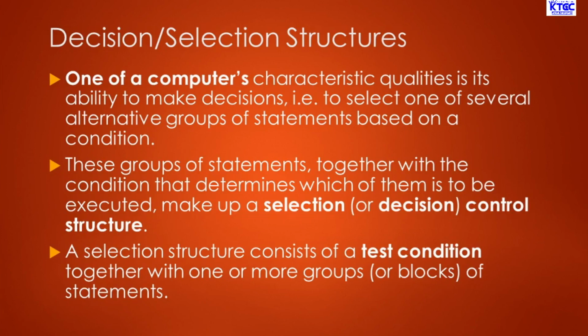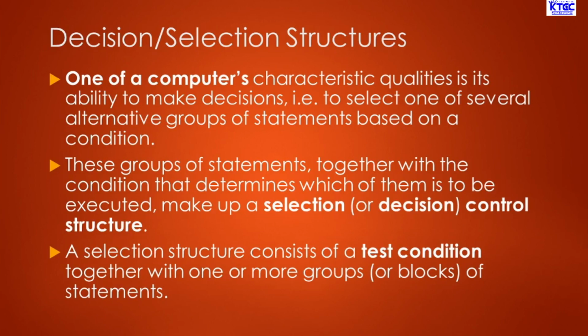So basically, these groups of statements together with the conditions that determine which of them is to be executed make up a selection or decision control structure. A program where at a point in time we decide what to do and what not to do forms the selection or decision type of program. If you see a program in which there is decision making, that program is termed a selection or decision control structure type of program. Within those programs, at a point in time, we make decisions.